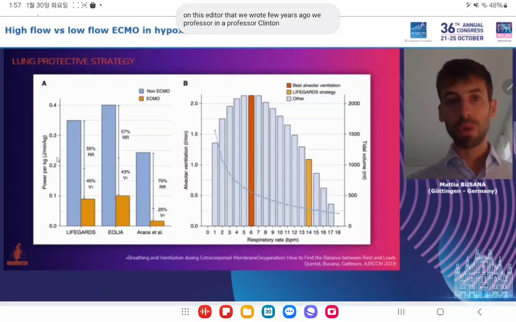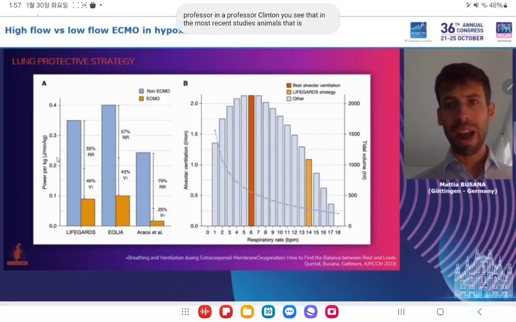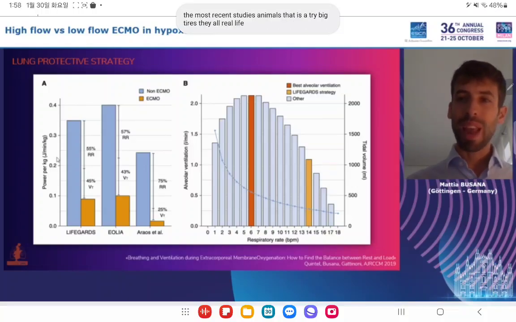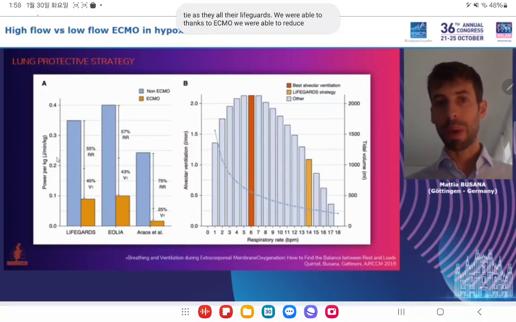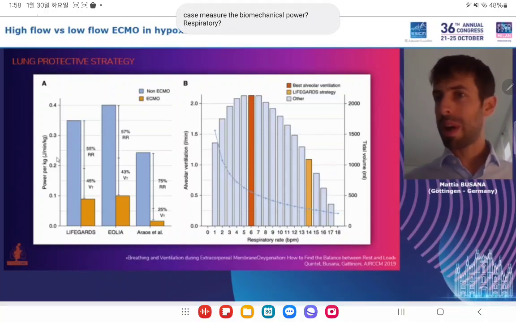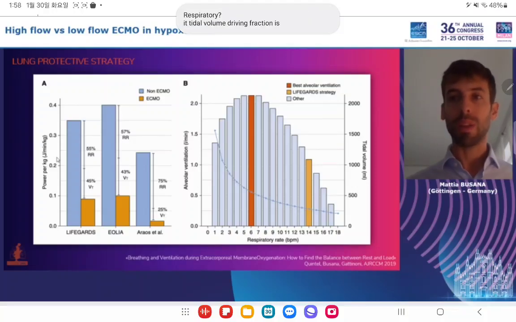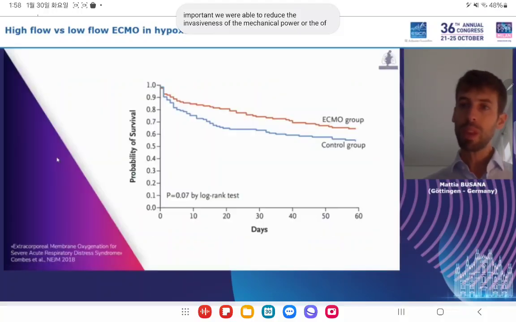You see that in the most recent studies, animal studies, big trials, Eolia, lifeguards, thanks to ECMO, we were able to reduce deeply the invasiveness of mechanical ventilation, in this case measured by mechanical power. Respiratory rate, tidal volume, driving pressure, it's not important. We were able to reduce the invasiveness of mechanical ventilation. This probably leads to a difference in outcome.